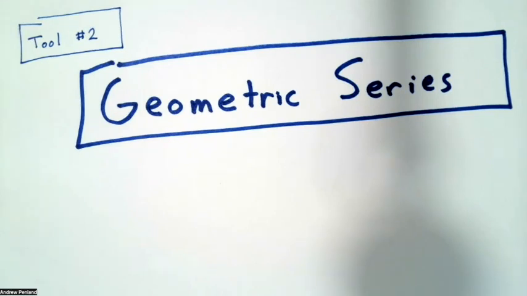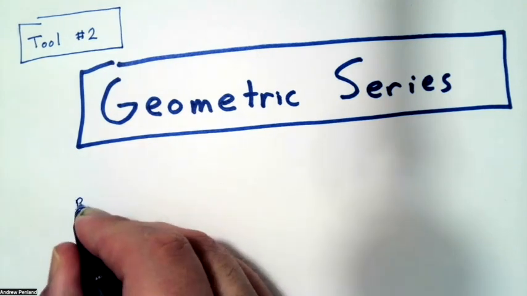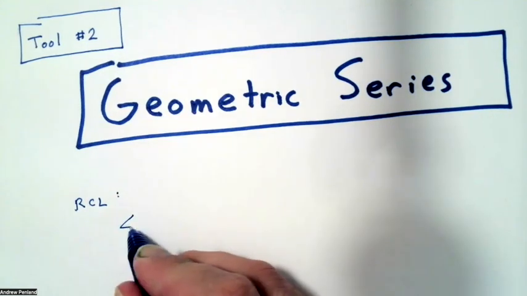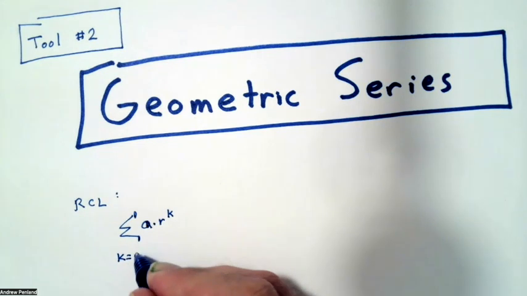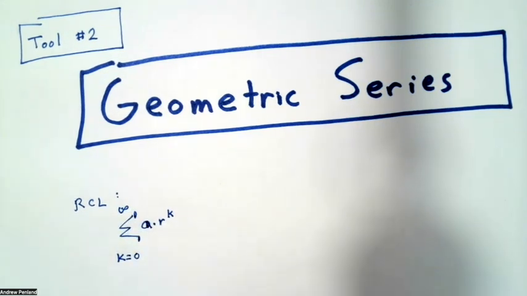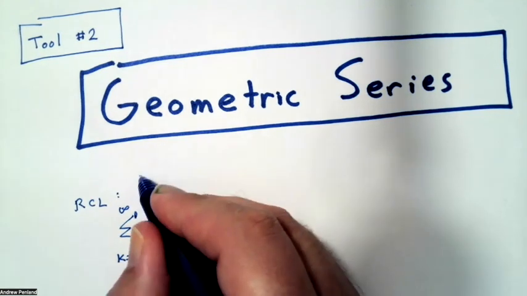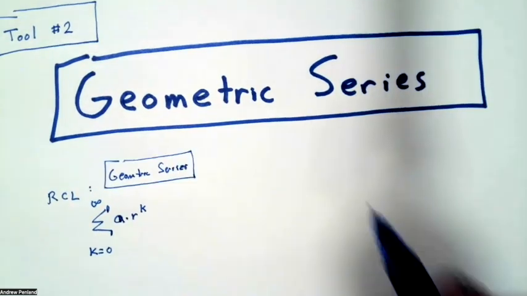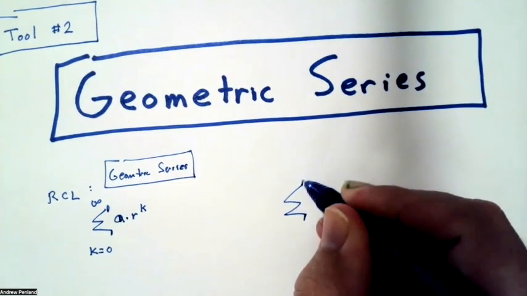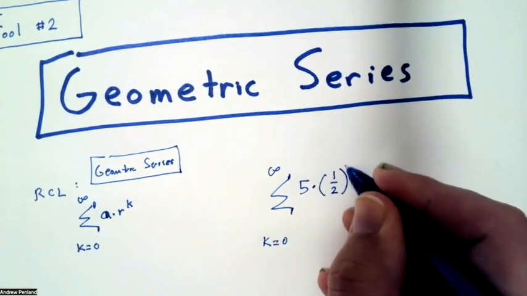Hi, everyone. Let's look at another tool for determining convergence, which is to recognize that your series is a geometric series. First of all, let's recall that a geometric series is something of the form a times r to the k. Typically, we write this from k equals 0 to infinity, and we'll see what to do if the starting index is not 0 later. But this is the definition of a geometric series. An example would be something like the sum from k equals 0 to infinity of 5 times 1/2 raised to the k.